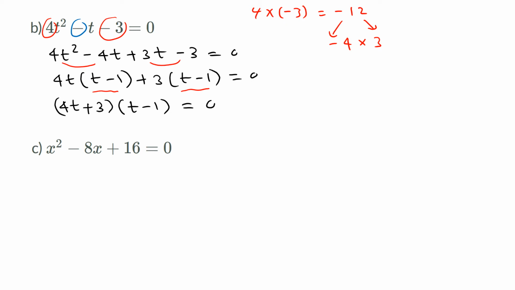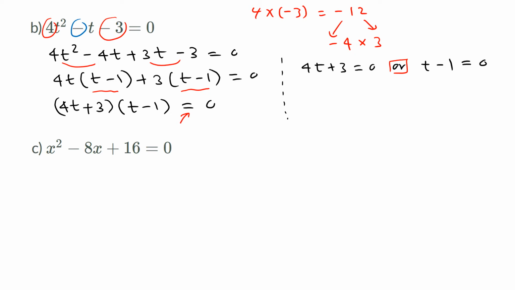So after this you can write like this. You can say it is 4t plus 3 equal to 0, or t minus 1 equal to 0. You may wonder why we say "or." The reason is that for a product to become 0, you only need one of them to be equal to 0. That's why we say "or." It's not an "and." It can be both, but we don't need that. We only need one of them. So we say this or that.